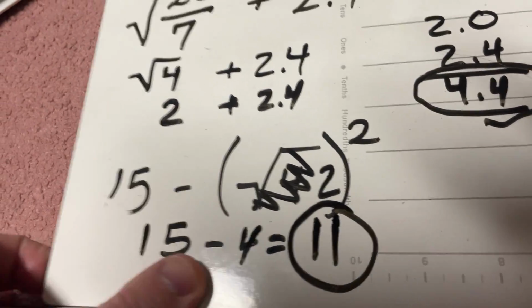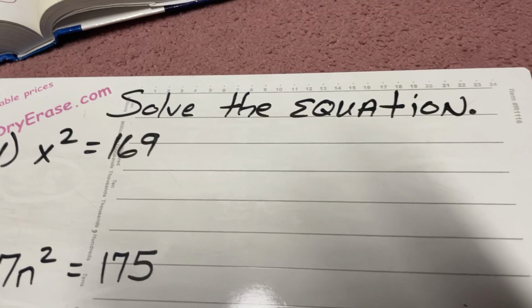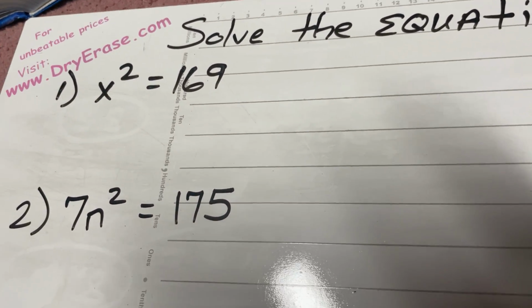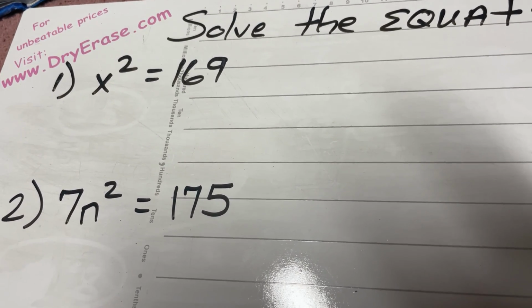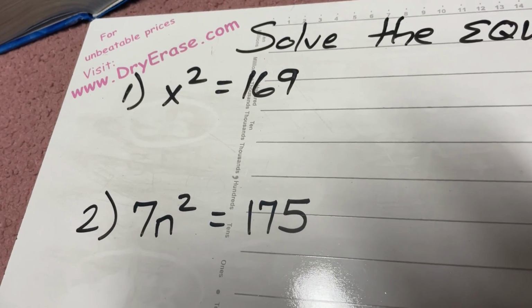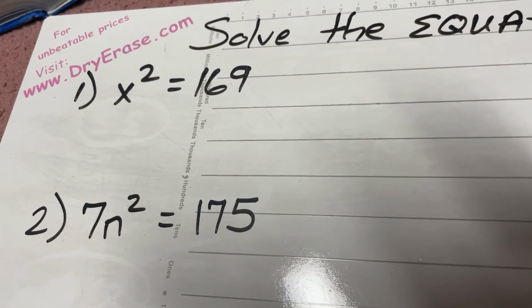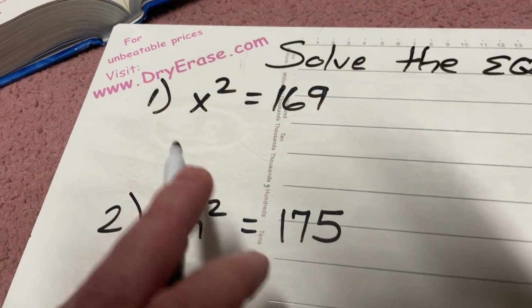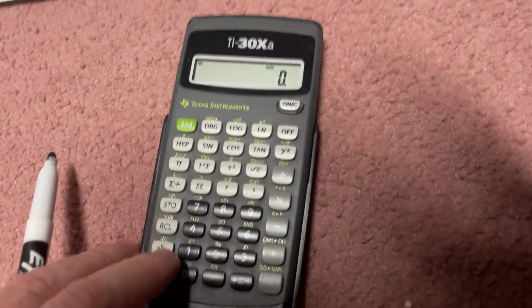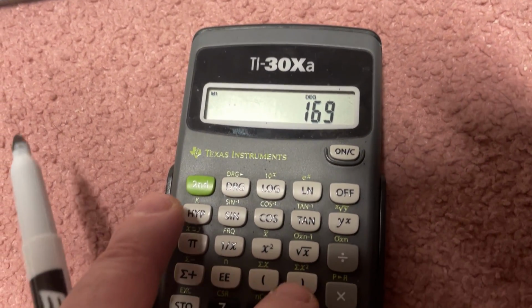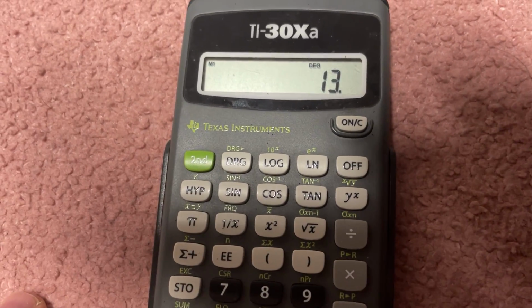All right, moving right along. Now we're going to get into solving the equations. This is not real hard at all. I have x squared equals 169. This is pretty straightforward because it just gives you the x squared, which means all I have to do is go to my calculator and type in 169, then square root, and I get 13.